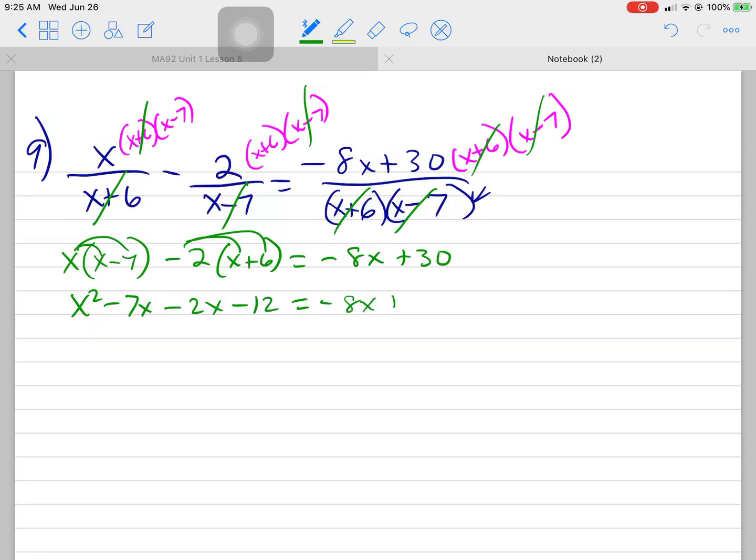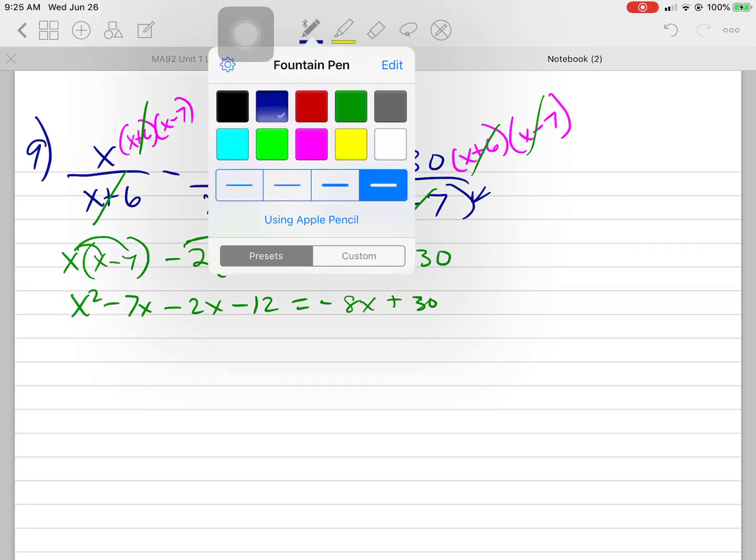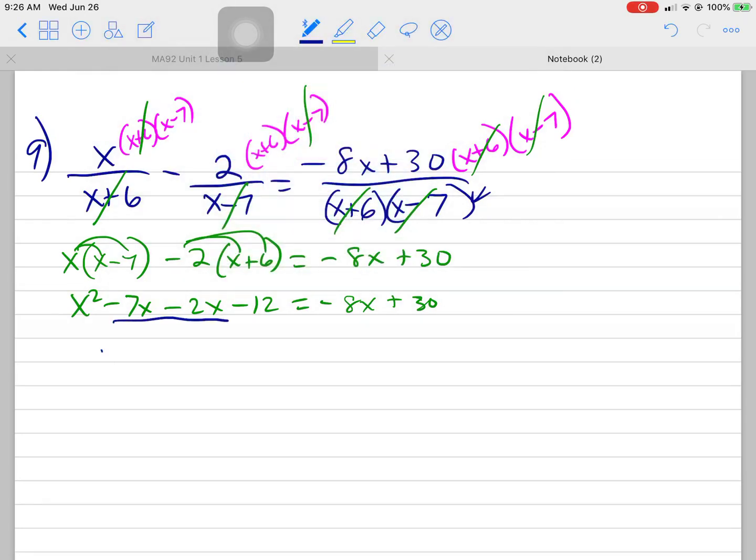And it makes good notes to explain to other people how you got the answer. It's a good way to show your work. It's just a really good habit to keep. Really, really recommend it. All right, I distributed.